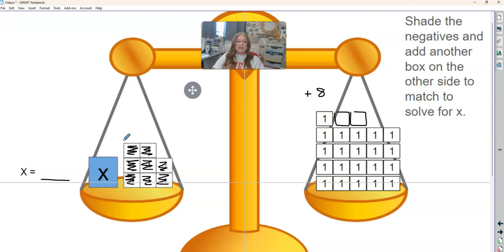When I took X and I minused 8, it should be the original amount there. So we're doing the opposite. If they were positives, we have to subtract them. If they were negatives, we have to add them. So we're just doing the opposite. And if we do it to one side, we have to do it to the other to keep it balanced.